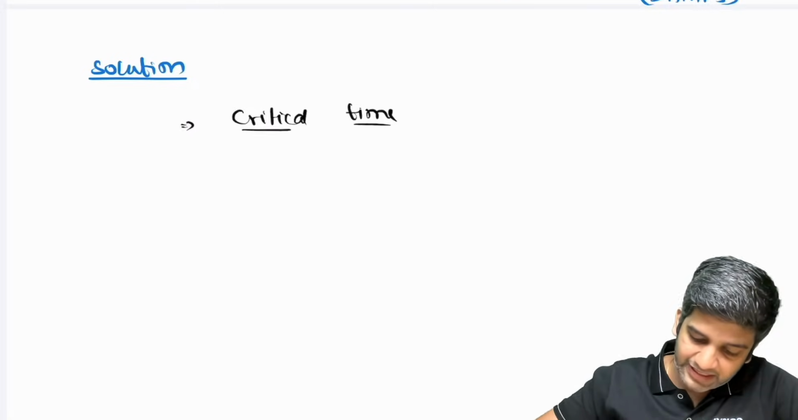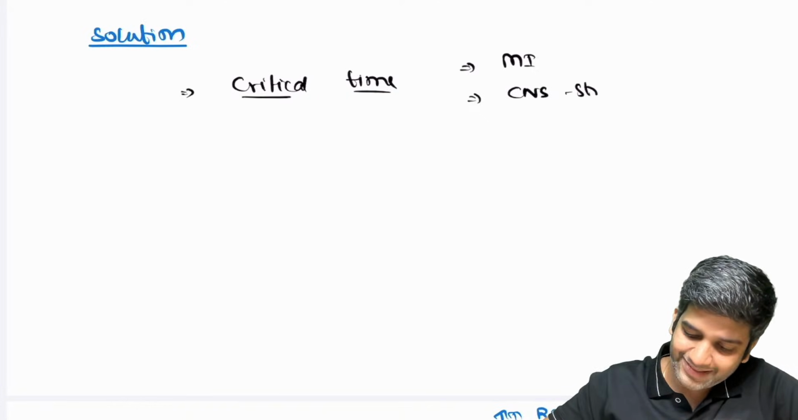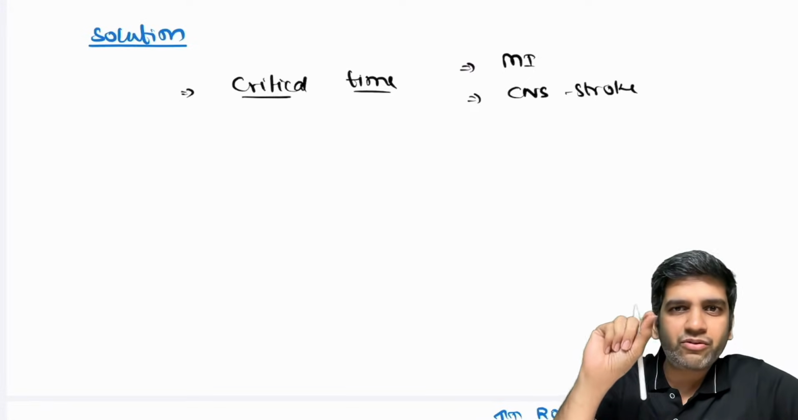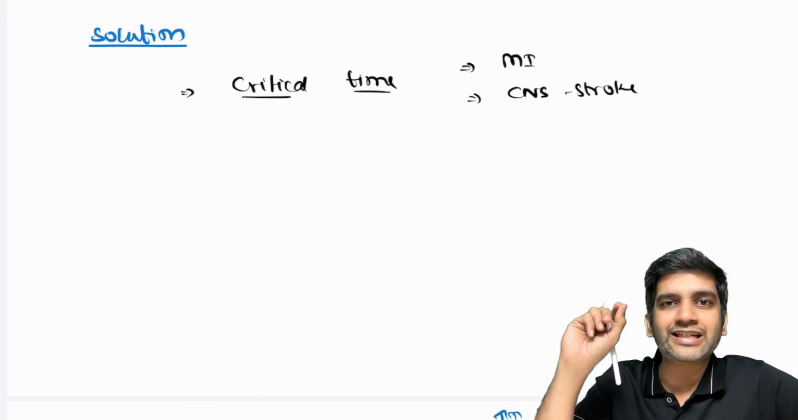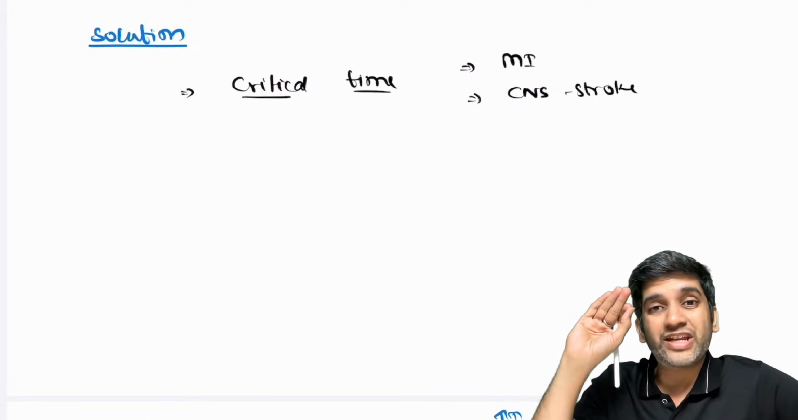This critical time is separate for myocardial infarction, it's separate for CNS stroke, right? When you have an ischemia in the brain, I think 4.5 hours is the critical time. When you go to medicine, Dr. Santosh Sir will tell the exact, advanced and latest critical time. This critical time is very, very important.